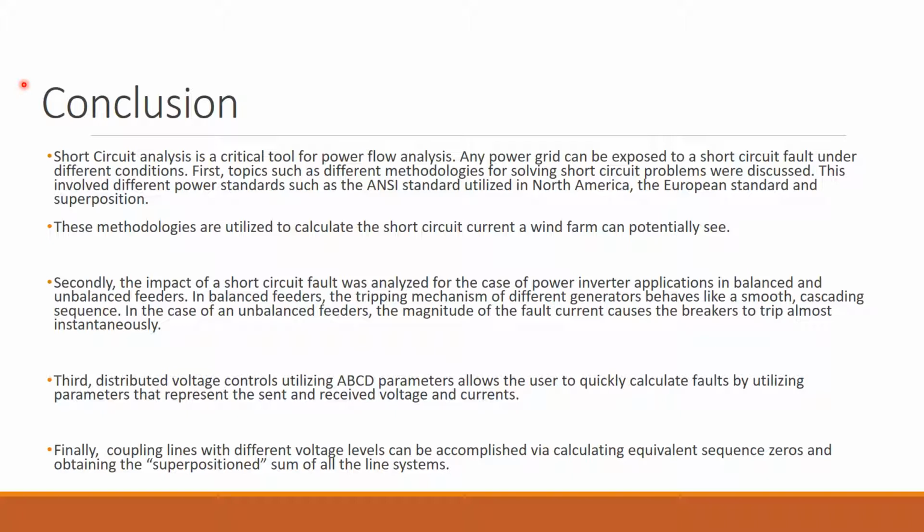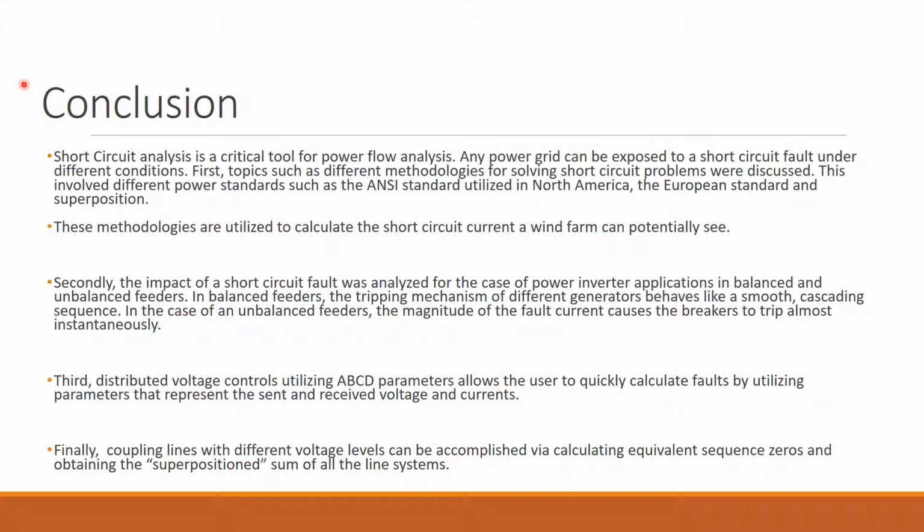And finally, coupling lines with different voltage levels can be accomplished by calculating equivalent sequence zeros and obtaining the superposition sum of all line systems. So if you want to calculate the fault current for one system, and it involves different sets of lines with different voltages, by obtaining the superposition summation of the sequence zero components, you can obtain the equivalent circuit, and from there you can calculate your I0 or your fault current as we have done before.